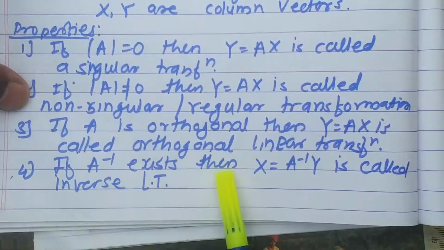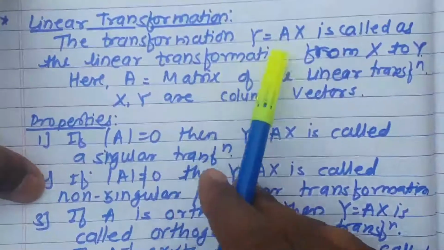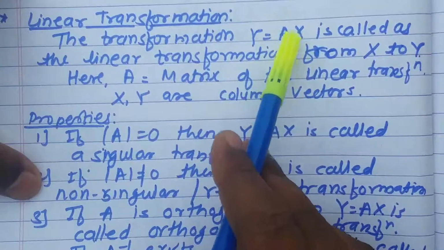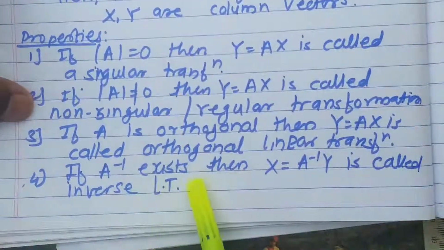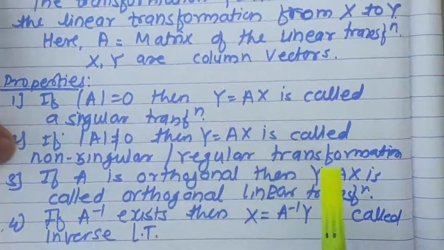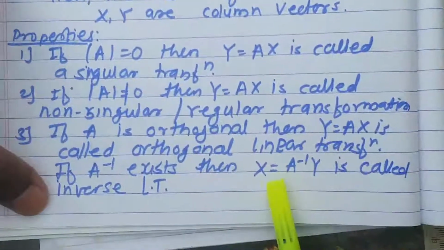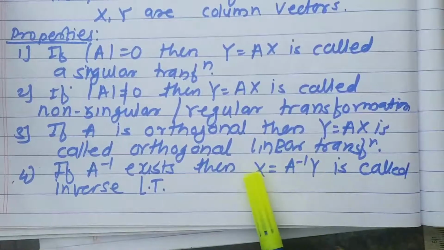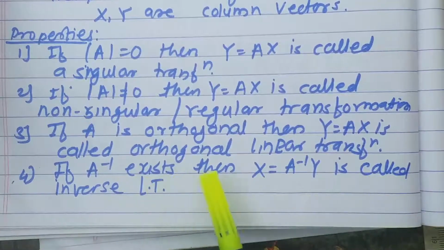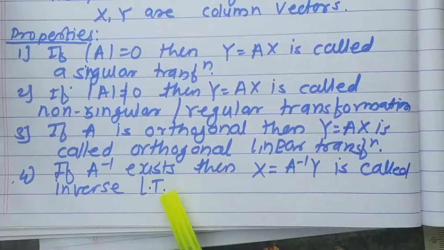Now if A inverse exists, so whenever the inverse of this matrix exists, in that case the inverse linear transformation also exists, and that is given by simply taking the inverse on this side. That can be written as x equal to A inverse y, and such a transformation is called the inverse linear transformation. In short, I have written L.T.